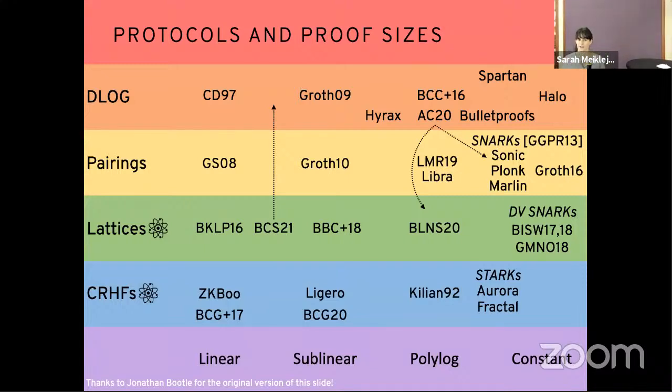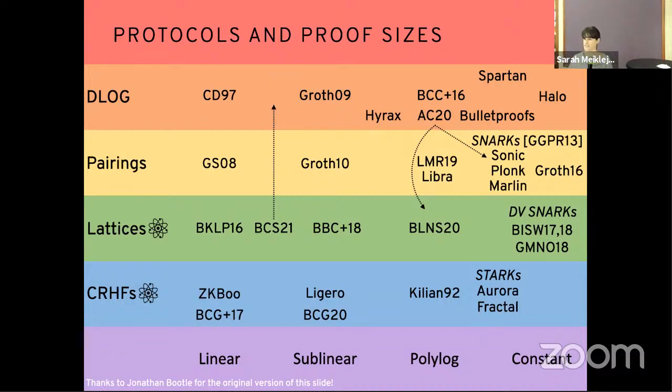But no matter how we got there, basically the situation today is we have this whole beautiful rainbow of candidate zero knowledge proof constructions. We can see we have them across a variety of algebraic settings. We have a lot of different trade-offs, of course, that aren't all captured on this slide. And by the way, I do want to say thanks to Jonathan Bootle for generously lending me the original version of this slide.